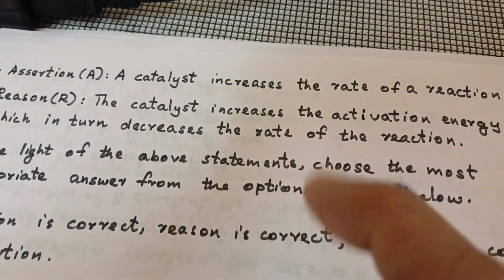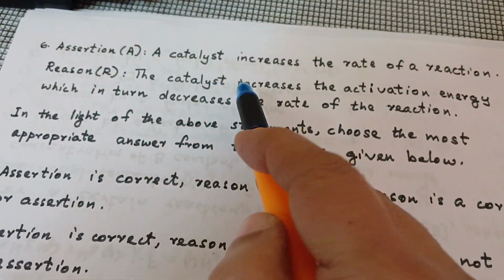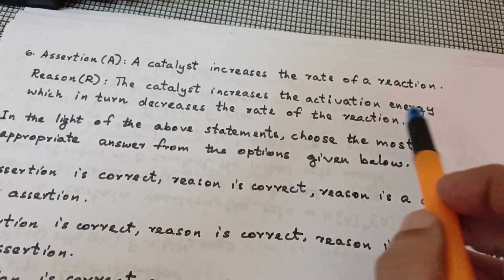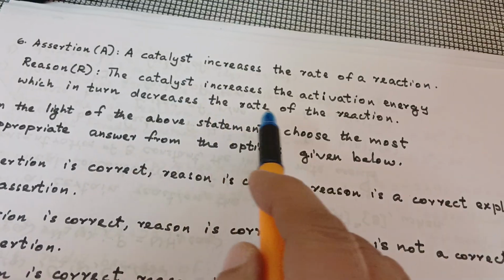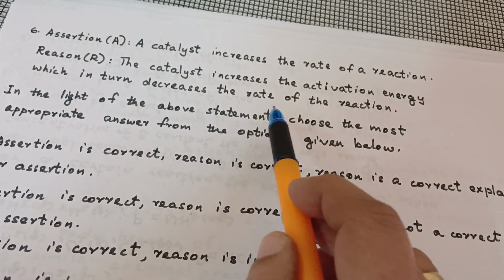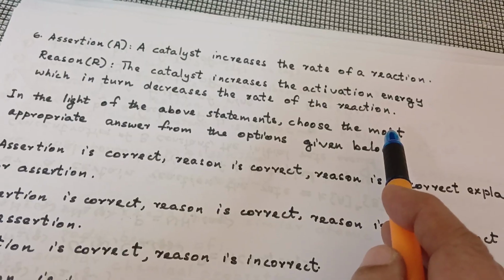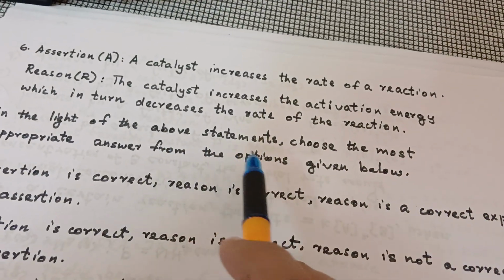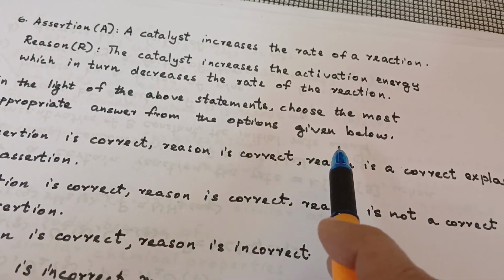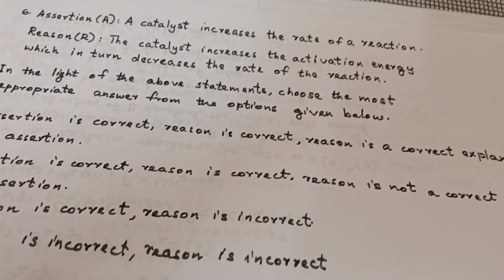Next is an assertion reason type question. Assertion: a catalyst increases the rate of a reaction. Reason: the catalyst increases the activation energy, which in turn decreases the rate of the reaction. In the light of the above statements, choose the most appropriate answer from the options given below.